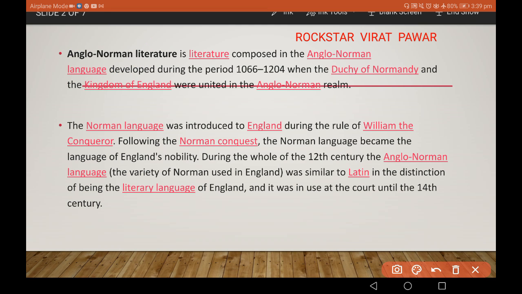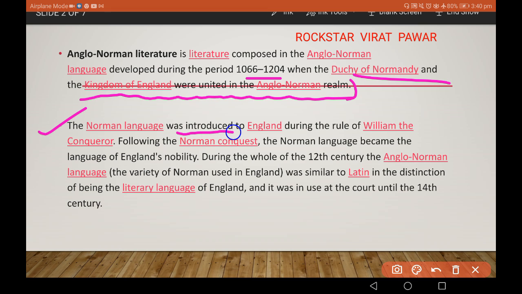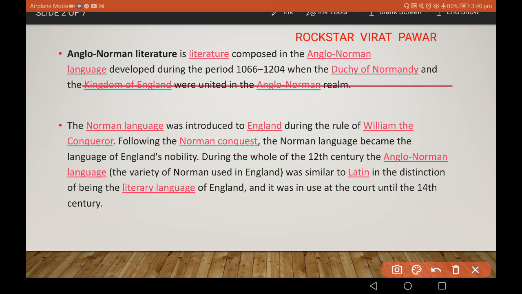See, this literature is from 1066 to 1204, when the Duchy of Normandy and the Kingdom of England were united in the Anglo-Norman realm. The Norman language was introduced to England during the rule of William the Conqueror. Following the Norman conquest, the Norman language became the language of English nobility.